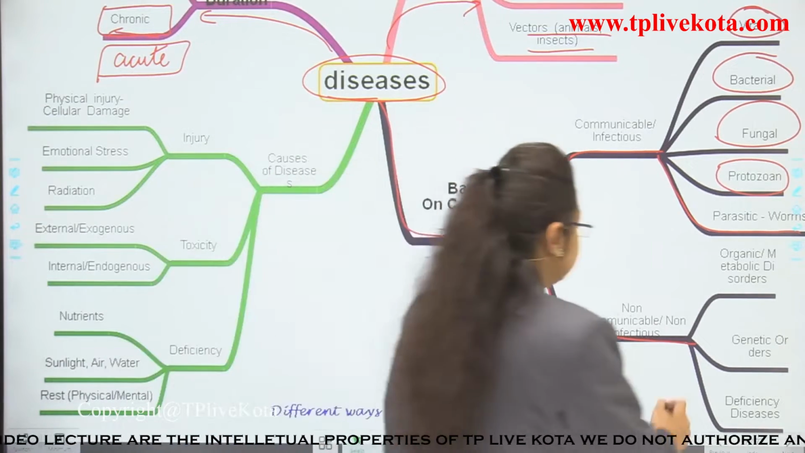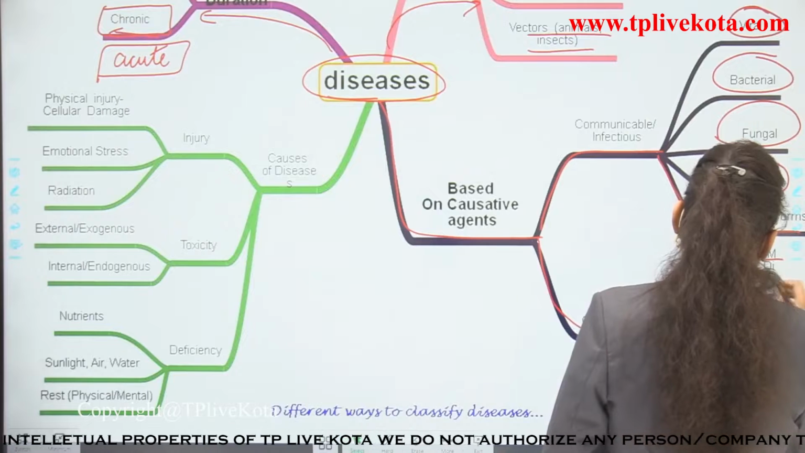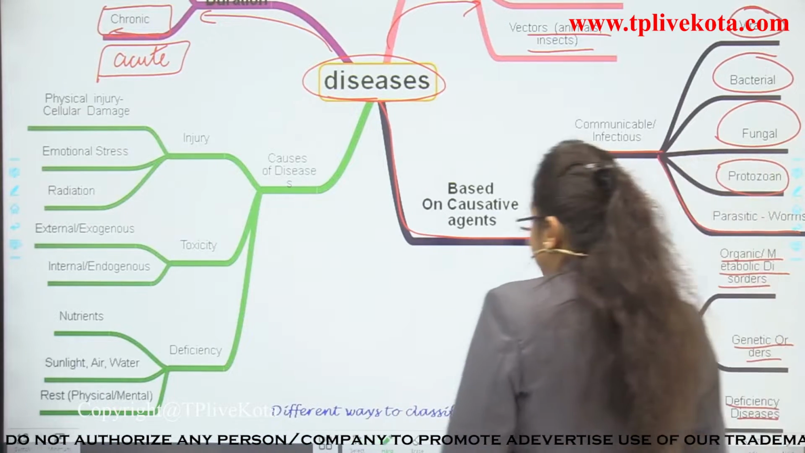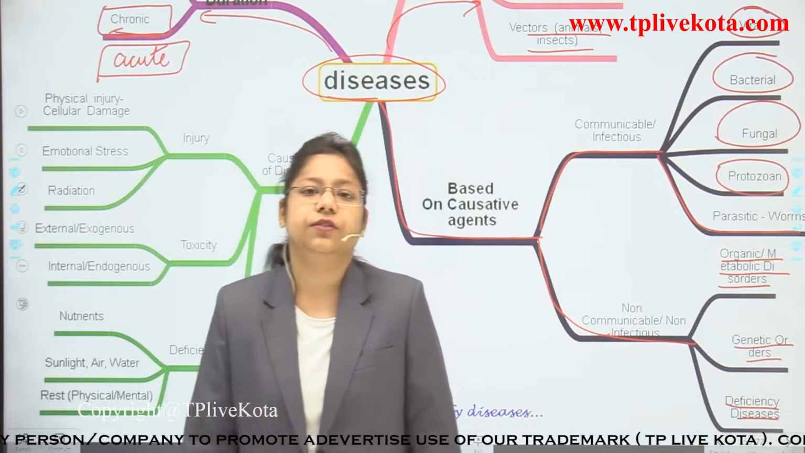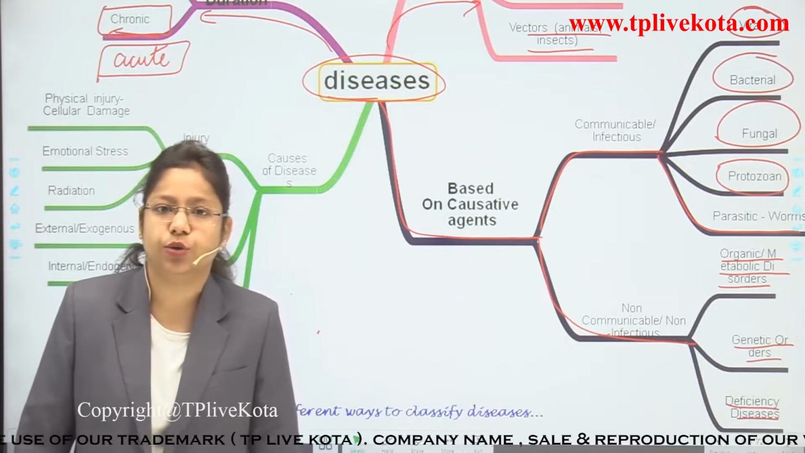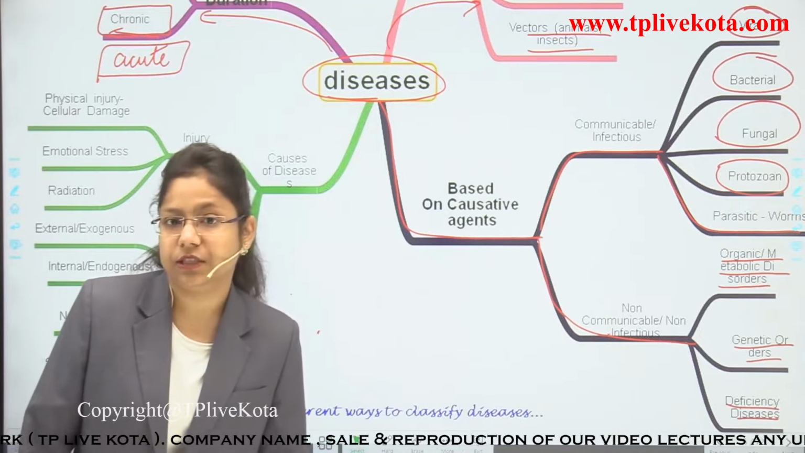Okay, so you can say that organic metabolic disorders, genetic disorders, and deficiency diseases are the diseases which are not transferred from one person to another. If a person is suffering from marasmus or kwashiorkor, these are deficiency diseases.